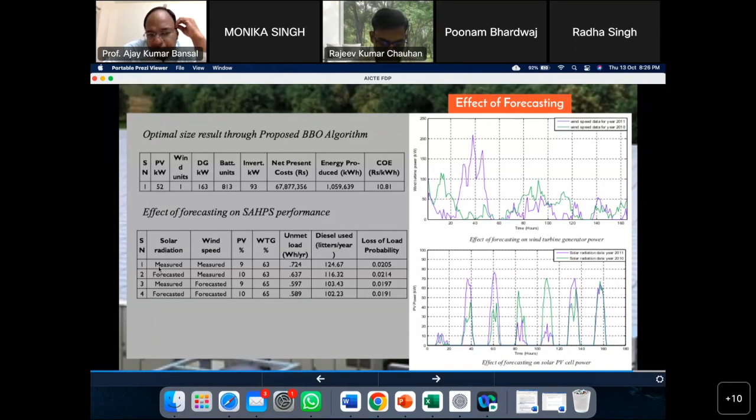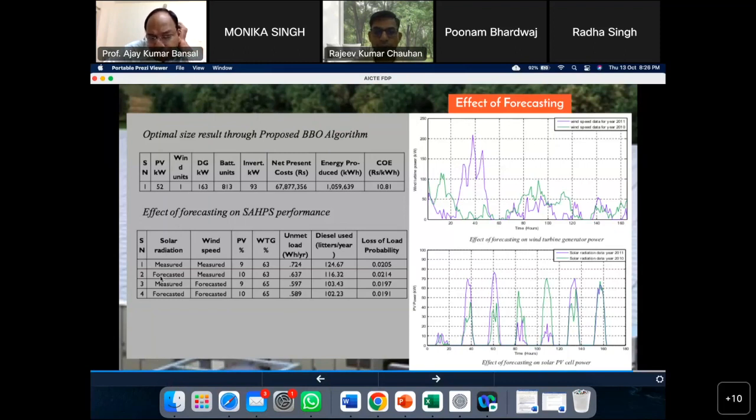So first, measured data we have used. The PV power generated is 9% of the total. Wind turbine generator is 63% of the total. We have 0.724 watt hour per year as the unmet load. Diesel requirement is 124 and the loss of load probability is 0.02.